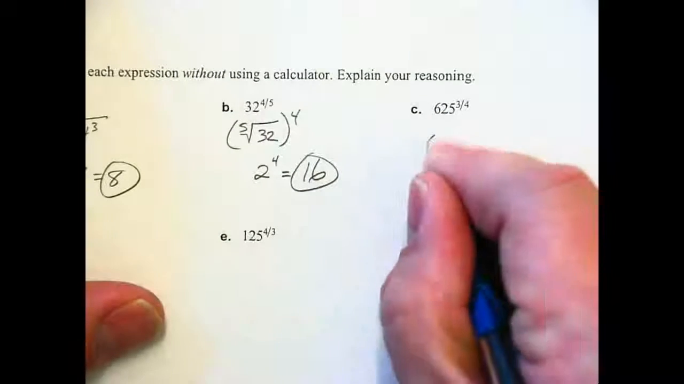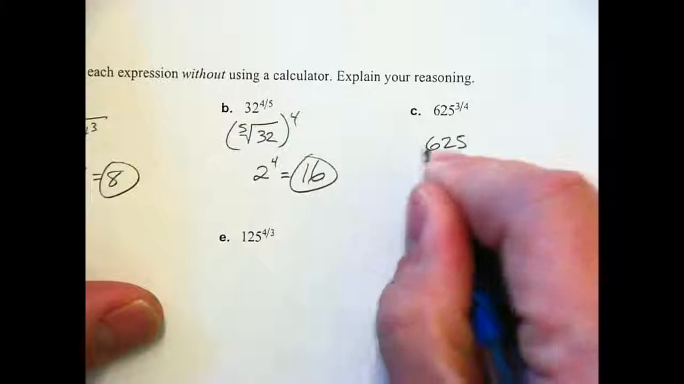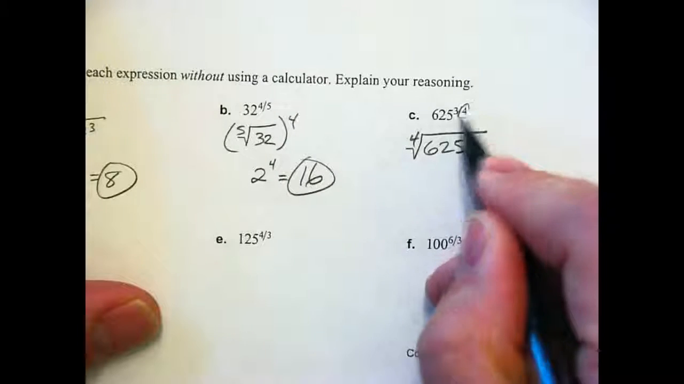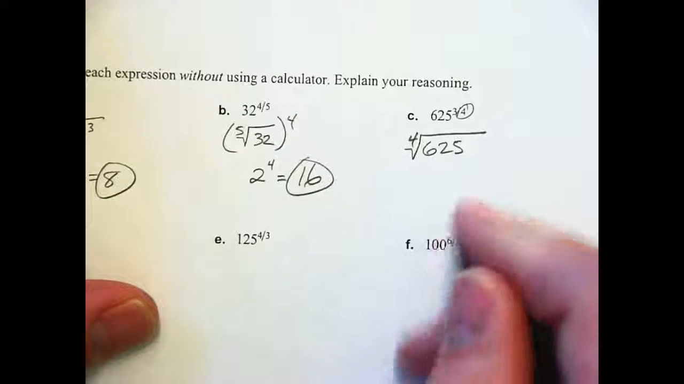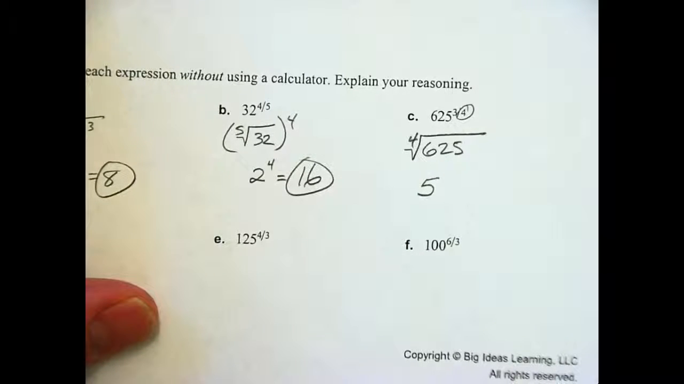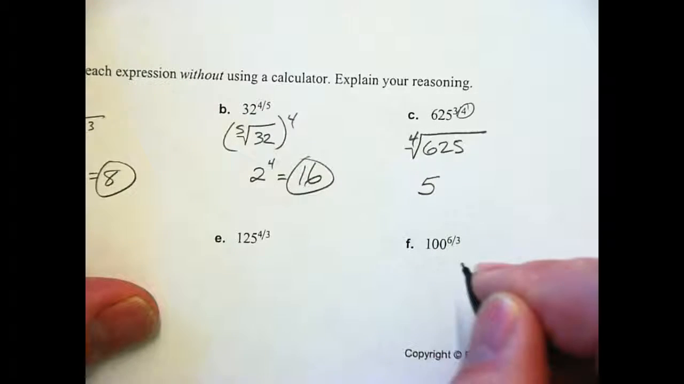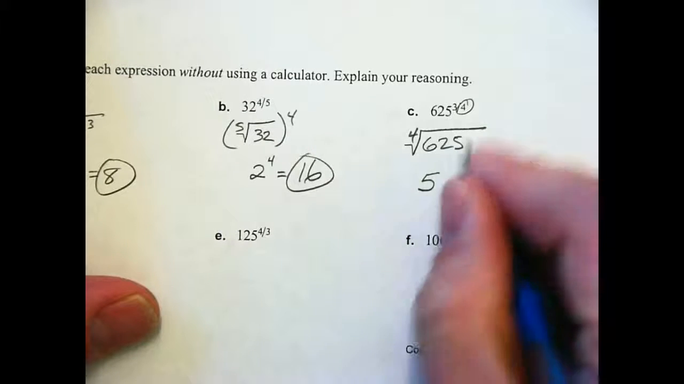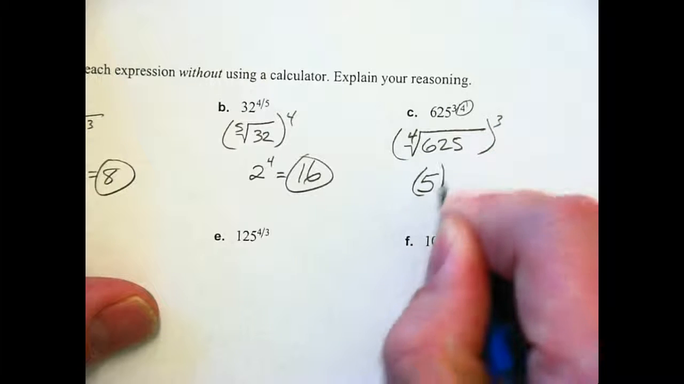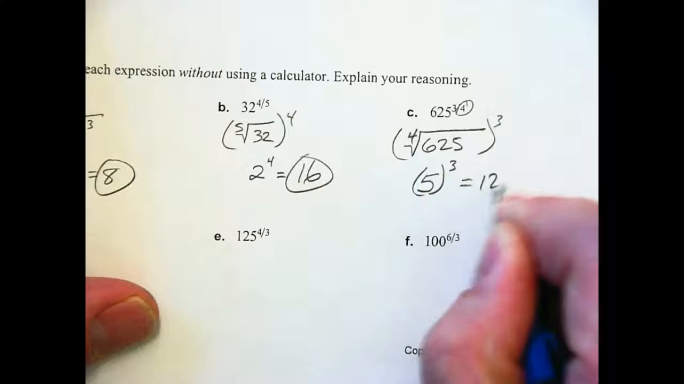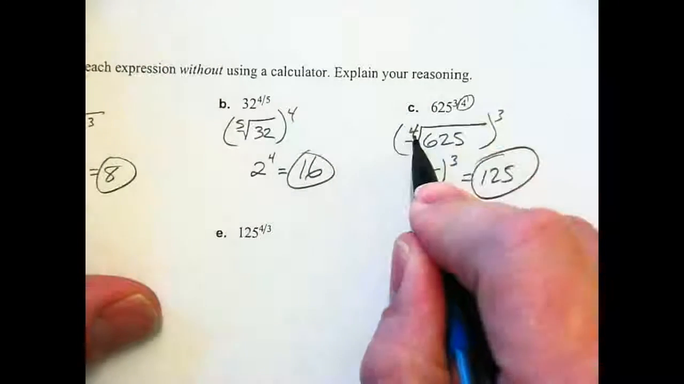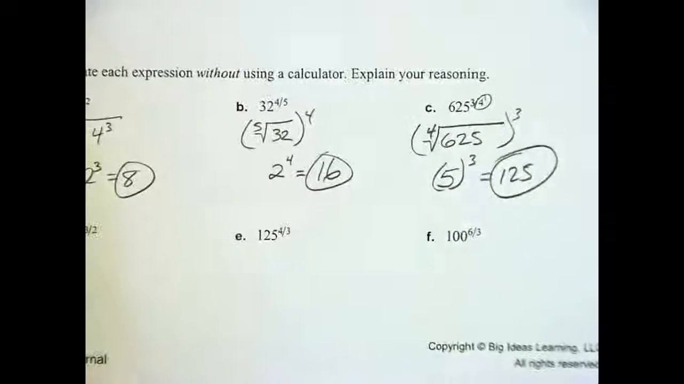This one right here, 625, take the 4th root of that. What's that? That is 5. And then raise it to the 3rd power. Okay, so your denominator is what you're taking the root of. Your numerator is what power you're raising it to.